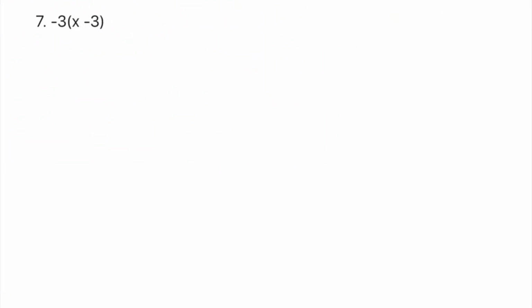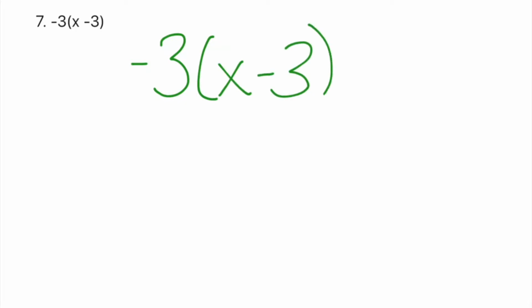Okay, this one again, I'm going to write it a little bit bigger. We have negative 3 in parentheses, x minus 3. So again, they just want us to simplify this. We can't simplify in the parentheses because they're not like terms. So we have to distribute our negative 3 over. So negative 3 times x is negative 3x.